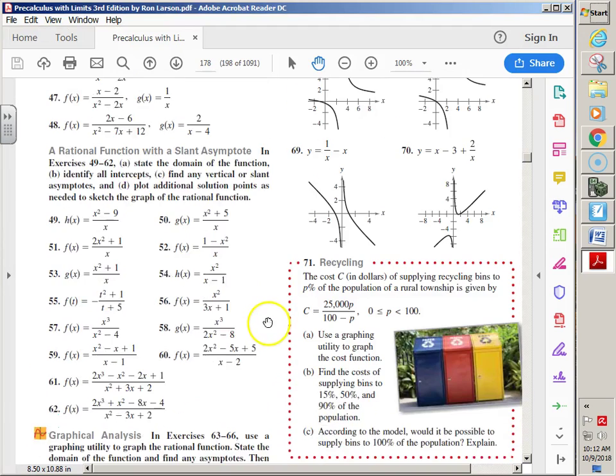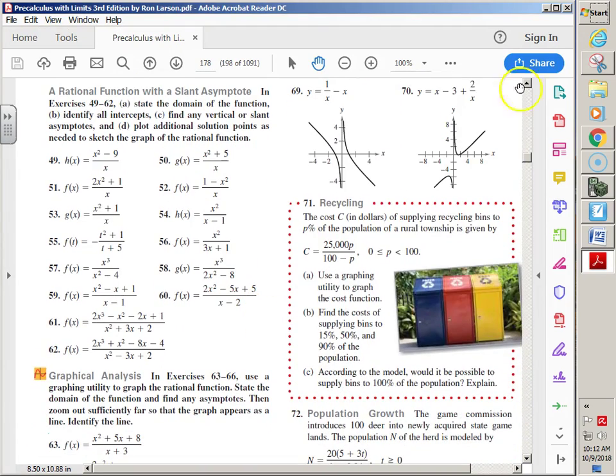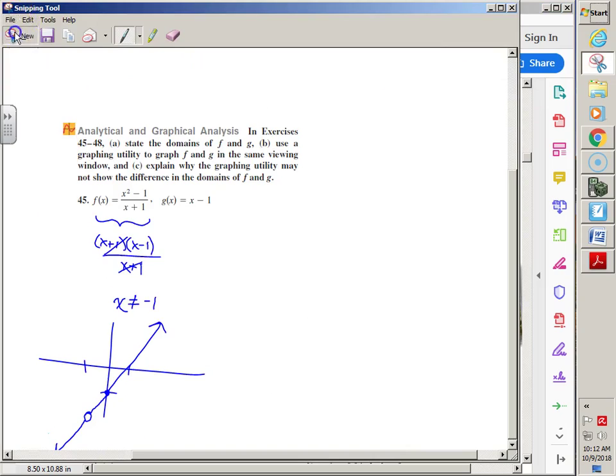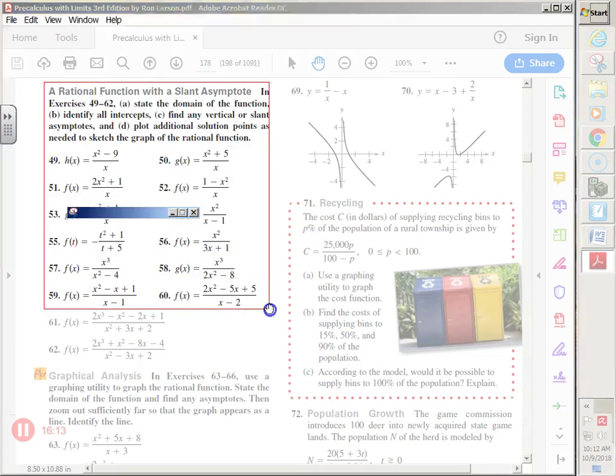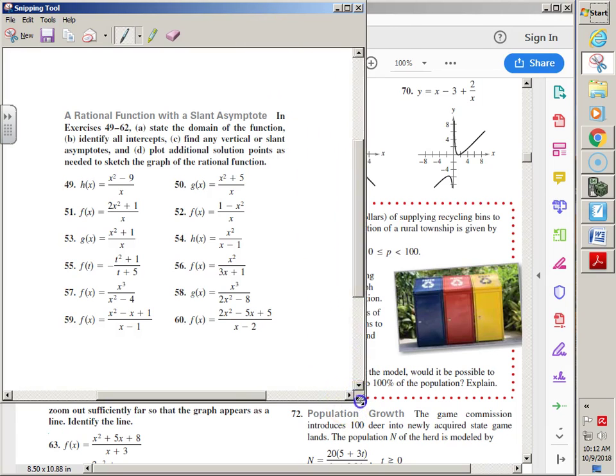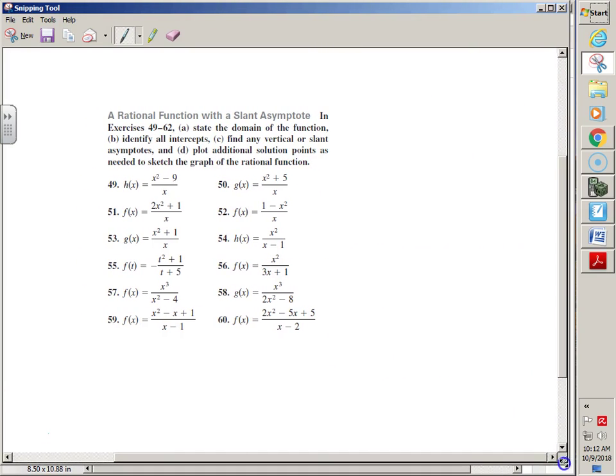But then Salma also said number 60 got weird. Ooh. Thanks, Salma. That's exactly the kind of problem I was looking for. What's going on in this section of directions, guys? Domain, intercepts, vertical and slant asymptotes. I would also say horizontal asymptotes. Additional solution points. Oh no. What does this sound like? Sufficient solution points. You remember that direction in section 2.5?